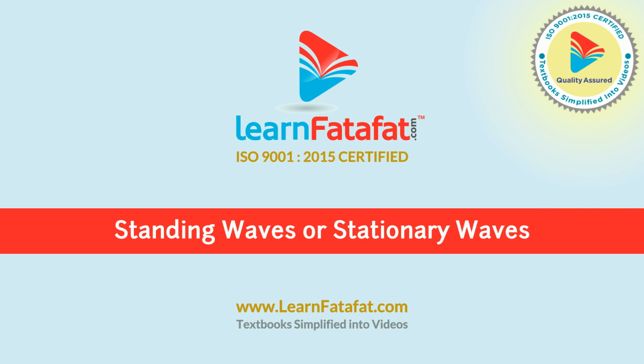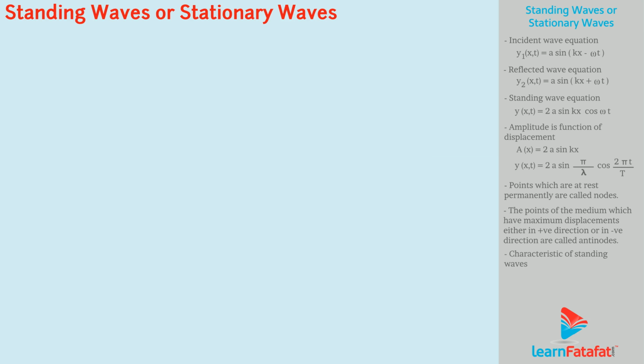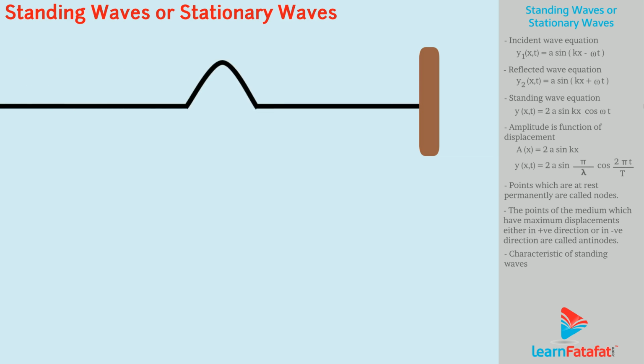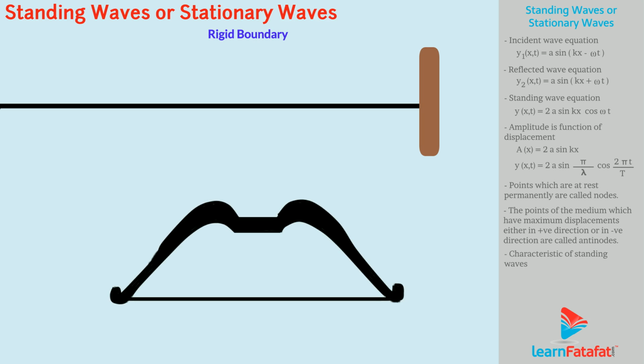Standing waves or stationary waves. We have learned that when a wave meets a rigid boundary, it gets reflected back. Now, consider that there are two such boundaries at both ends of the medium. For example, a bow having a string trapped between two ends.